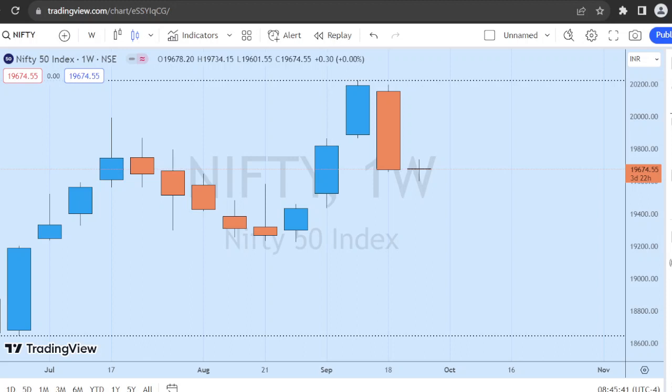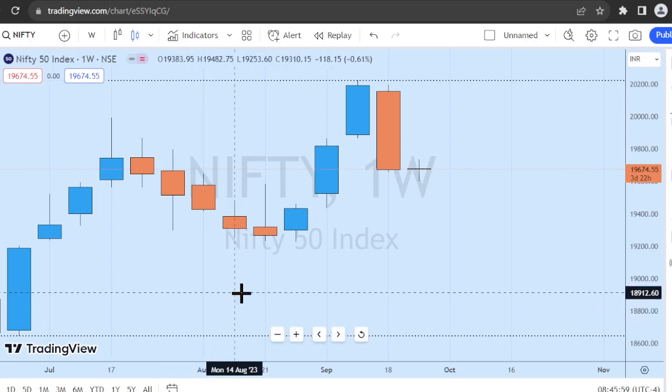Good morning. This is September 25th. It's almost quarter to nine. Just taking a look at Nifty, just looking at the price action. There's no trading or anything. So what happened today in Nifty?